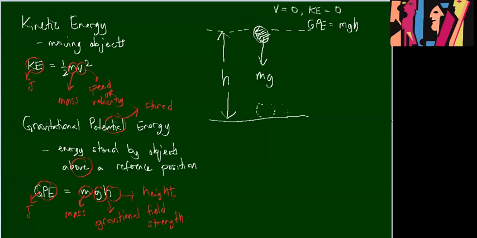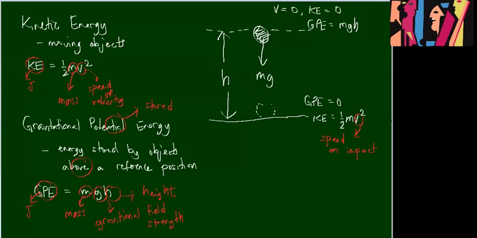When the object's at the ground, the GPE is now 0, because h is 0. And the moment that the object hits the ground, the kinetic energy is 1/2 mv squared, where v is the speed on impact. It's how fast the object is moving when it hits the ground. We're not talking about bouncing here. Even if the object bounces, it's the speed the first time that the object hits the ground. And when the object is on the ground, GPE is 0.